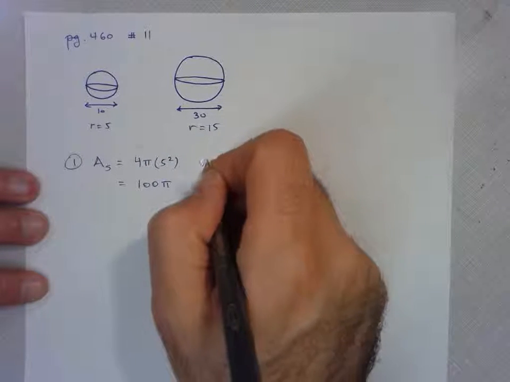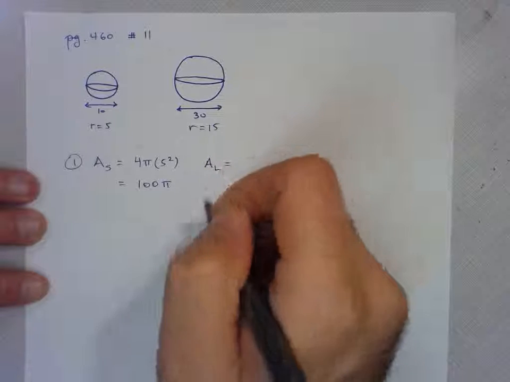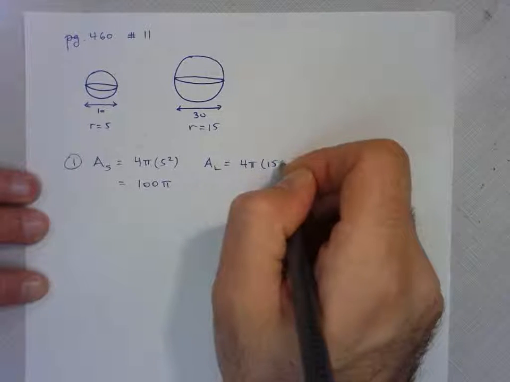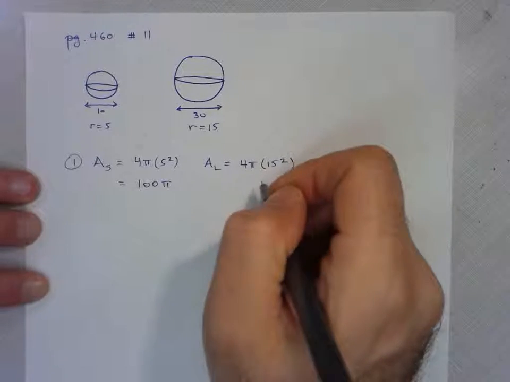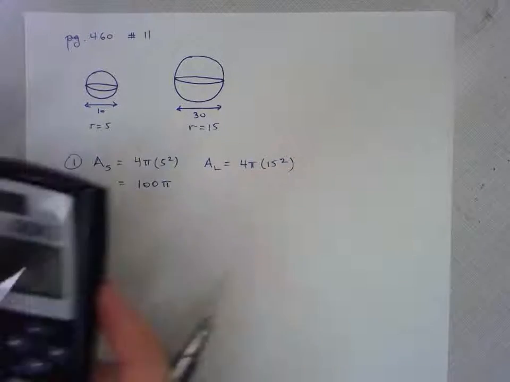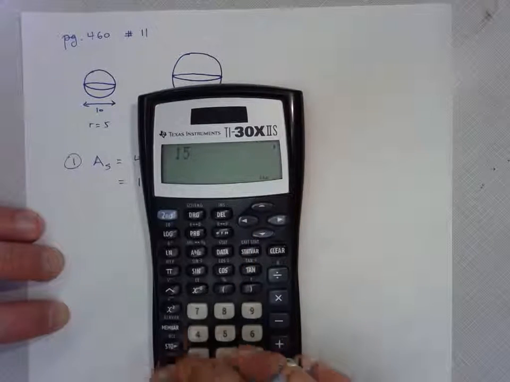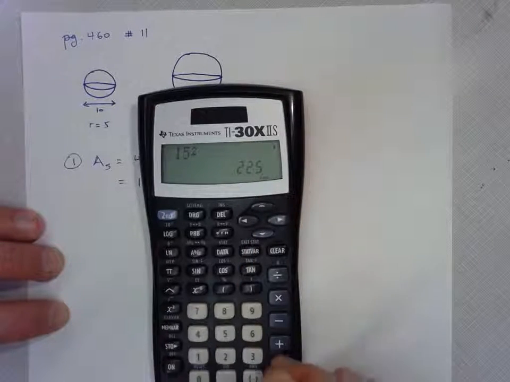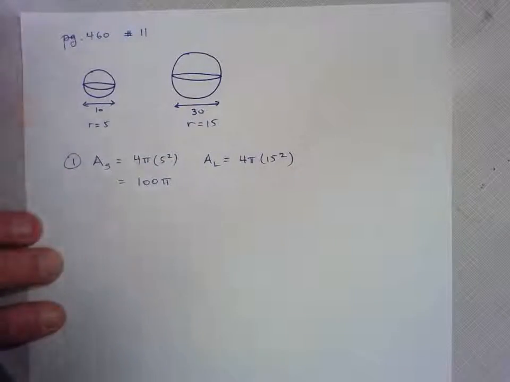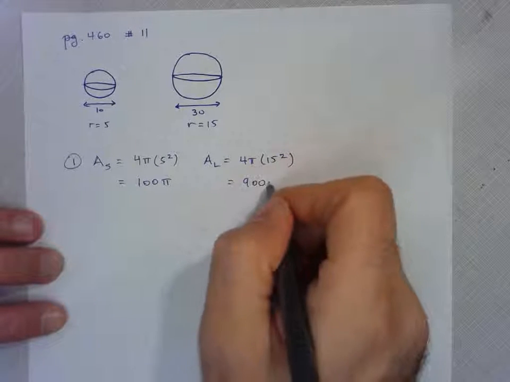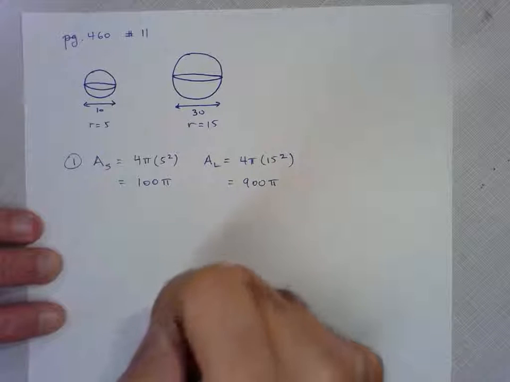And then the area of the larger sphere is going to be 4 times pi times its radius squared. So here, I probably should do this in my head, but let's see, 15 squared is 225, and then times 4 is equal to 900. So here we have 900 times pi. Don't forget that we're multiplying that by pi.